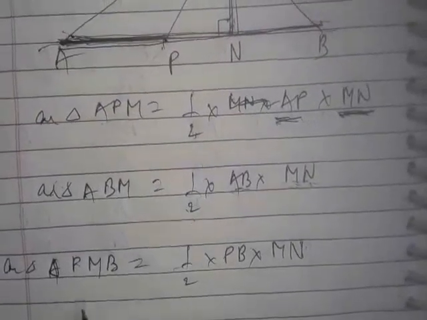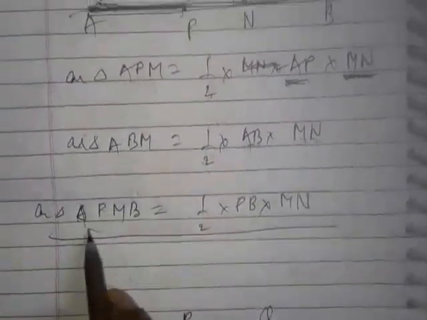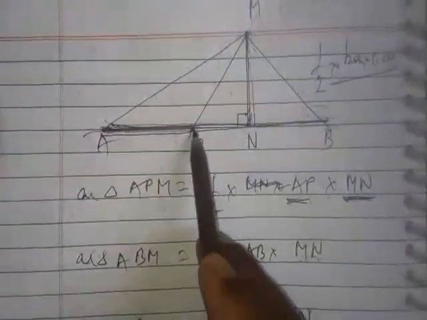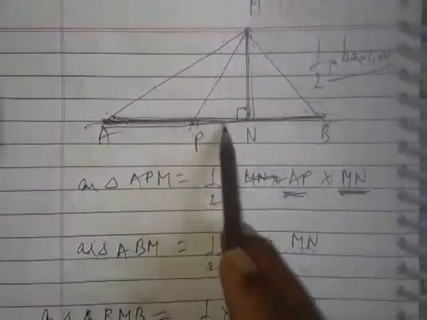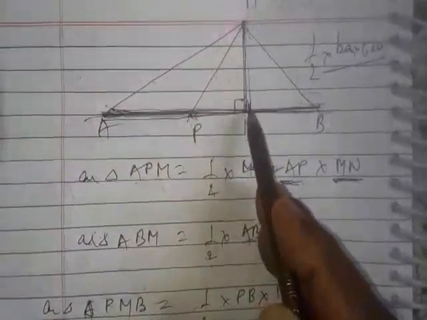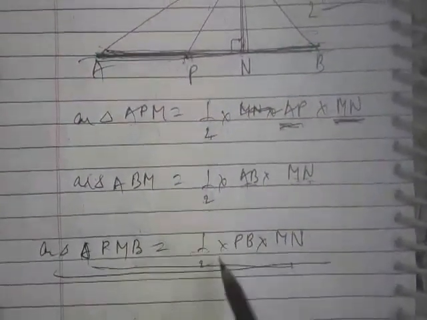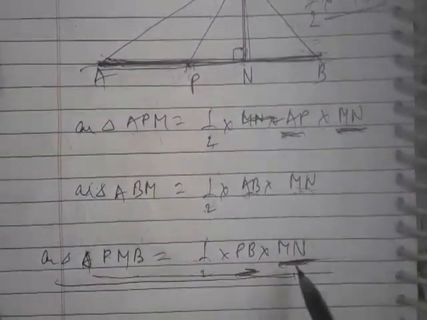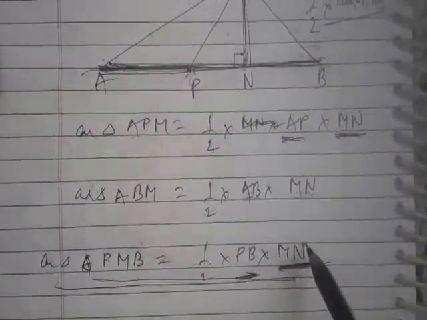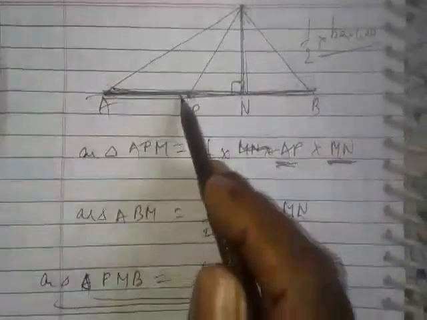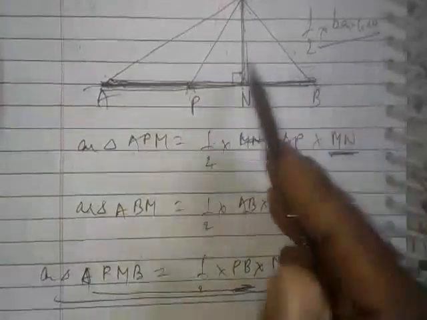Similarly, we have to find the area of triangle PMB. We will take base PB, and the perpendicular drawn from point M on PB is MN. So the area of triangle PMB is equal to half base PB into corresponding altitude MN. So we now have a clear idea that MN is perpendicular to all the three bases AP, PB and AB.